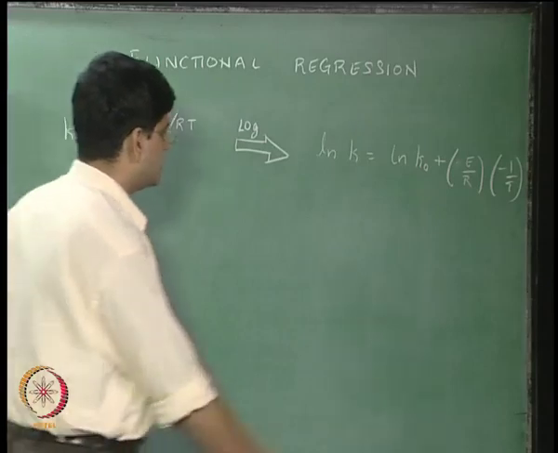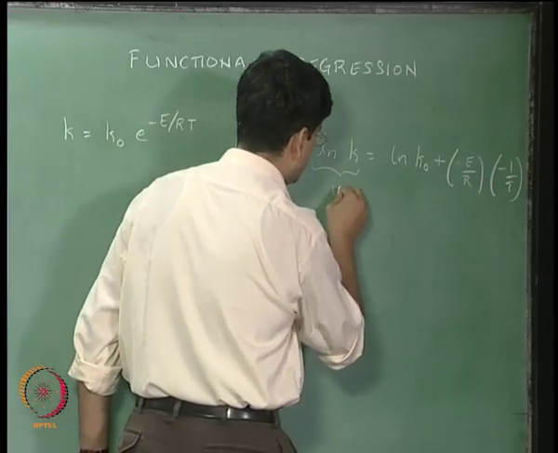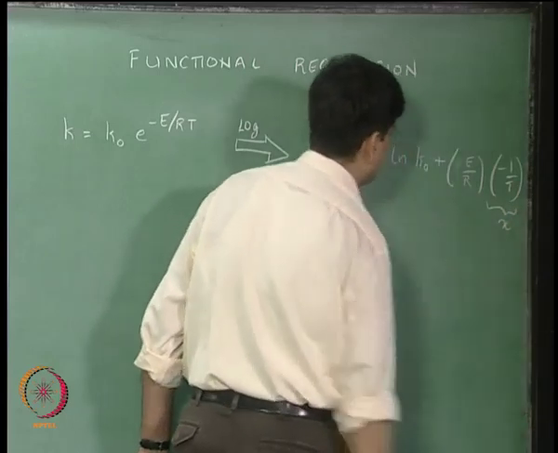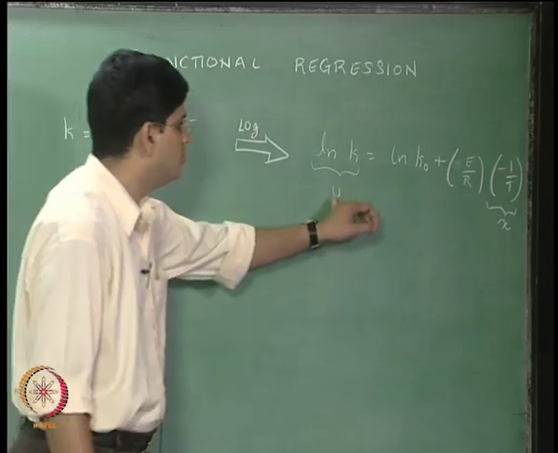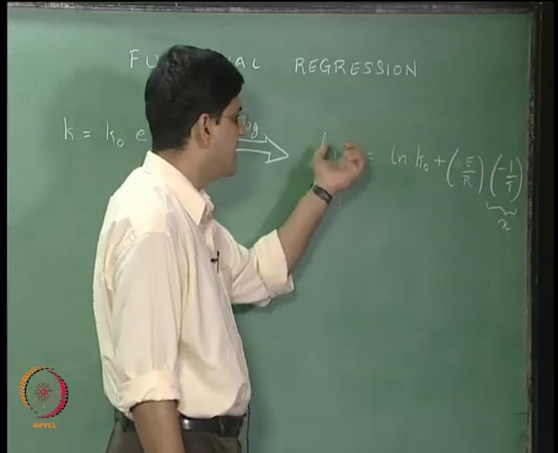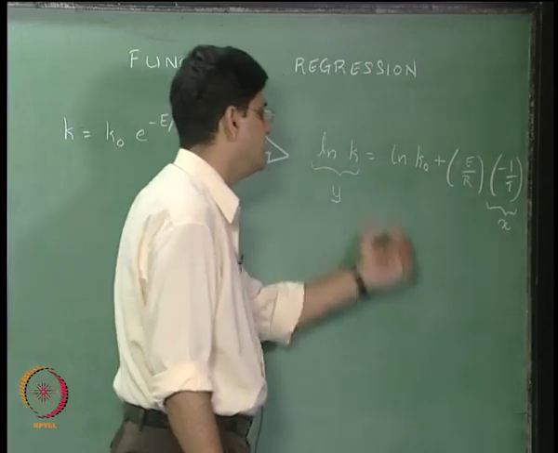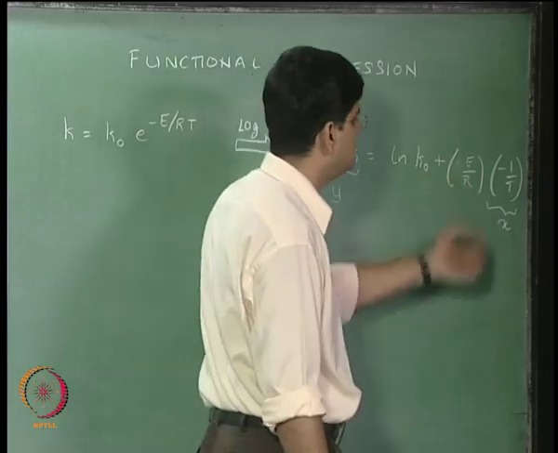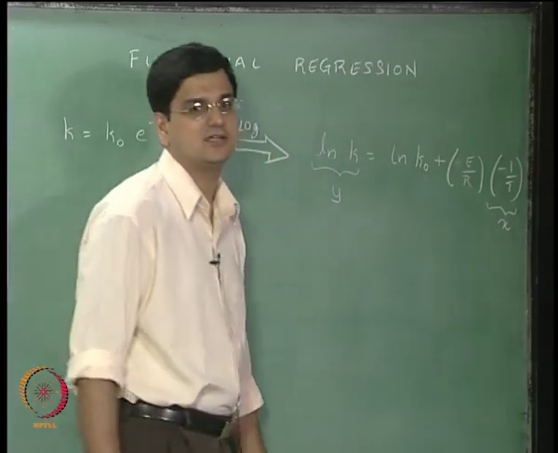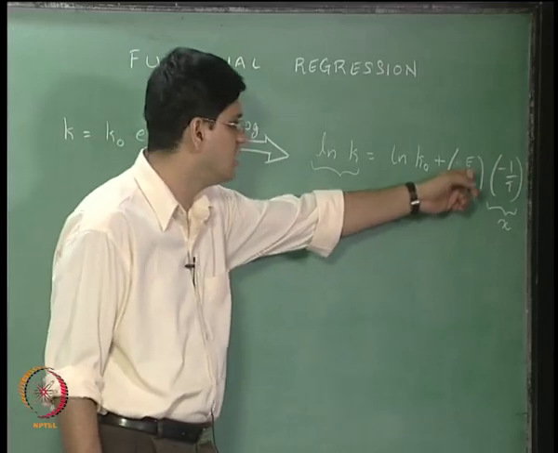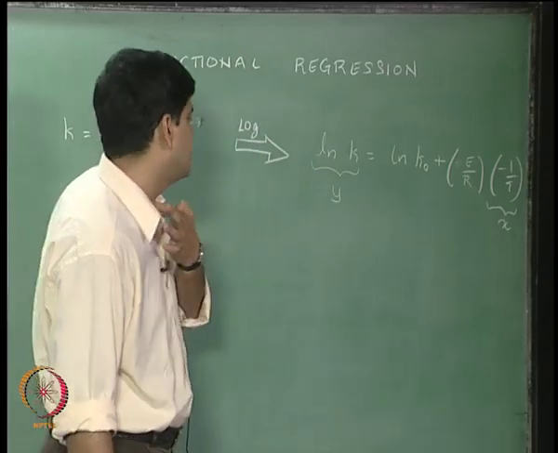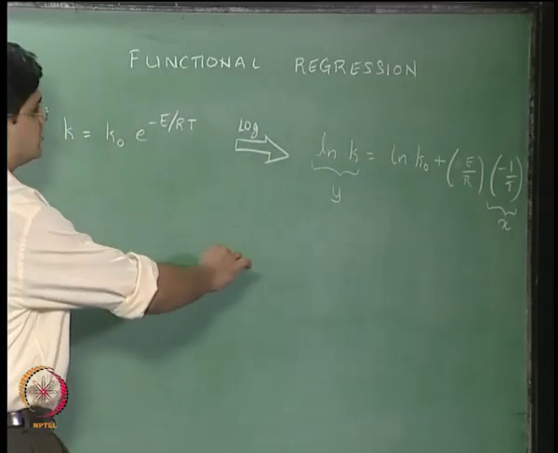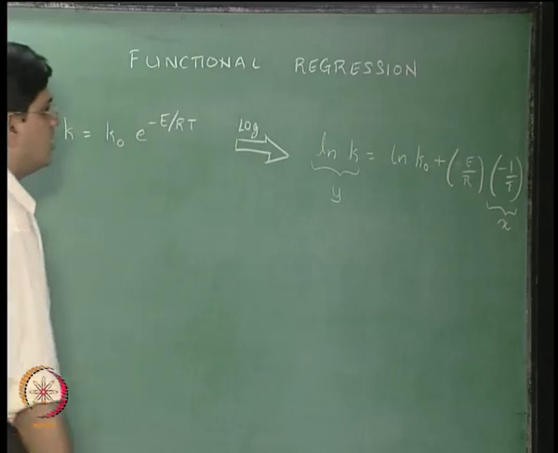So in this particular case, our ln k was our y and 1 by T was our x. So when we plotted essentially ln k against 1 by T, we got this particular curve as a straight line with the y intercept as ln k0 and the slope as the activation energy E by R, okay. So that's what we got when we took logarithm over here.